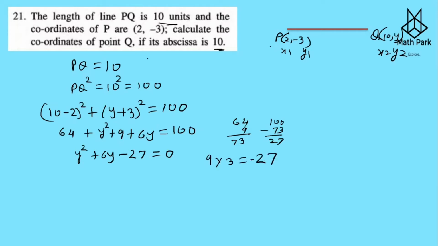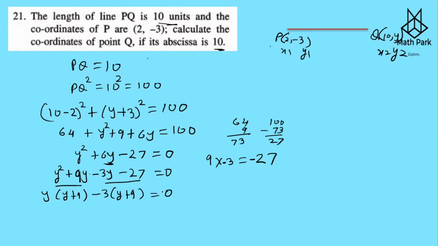So here it is minus 27. The bigger one will have positive. So we get 9 times minus 3 is minus 27. We split the middle term, y square plus 6y, as plus 9y minus 3y minus 27 is equal to 0. So we split this 6y as 9y minus 3y. Let us take y common from the first two terms, we get y plus 9. And from here, minus 3 taken common, we get y plus 9, which is equal to 0.